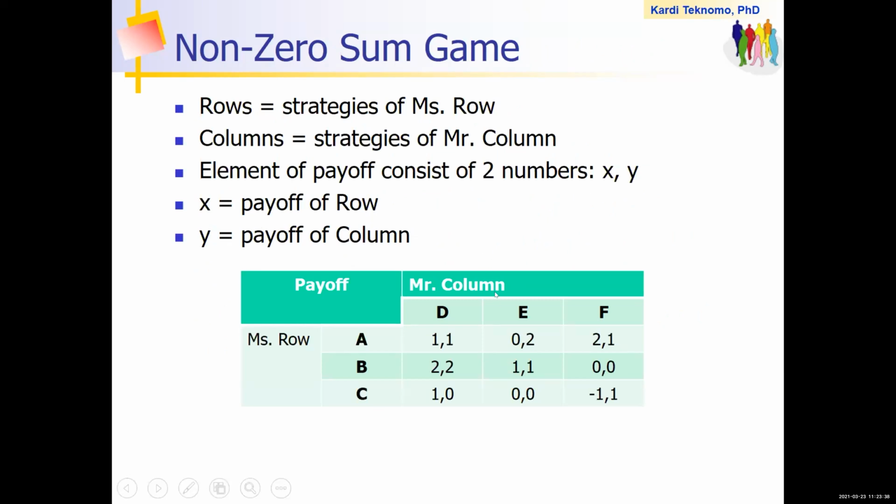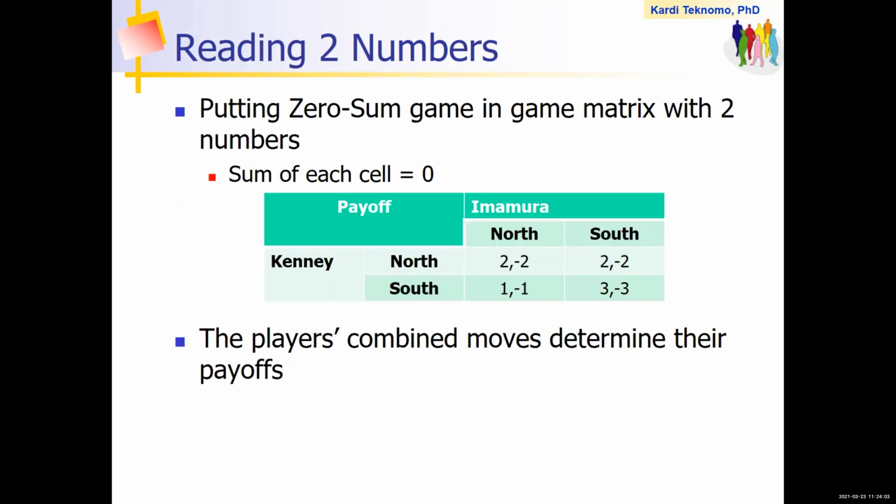now this is the payoff matrix. Can you see this? Now we have two numbers. The first number is always for the row. The second number is for the column. So the element of payoff consists of two numbers, x, y. X is for the row, y is for the column. Is that clear?